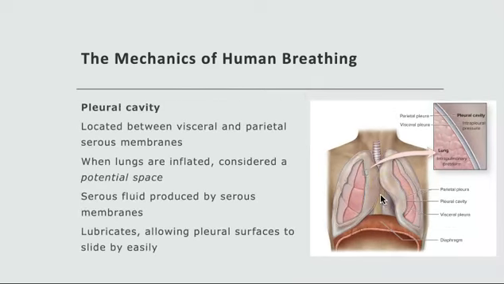And then that creates a pleural cavity, so this space between the parietal and visceral pleura. And when our lungs are inflated, that space becomes much smaller. So it's almost more considered of a potential space. Still within this area, we're going to have that serous fluid, which helps to lubricate this area so that pleura can slide easily against one another as we're breathing, and the lungs are inflating and deflating.